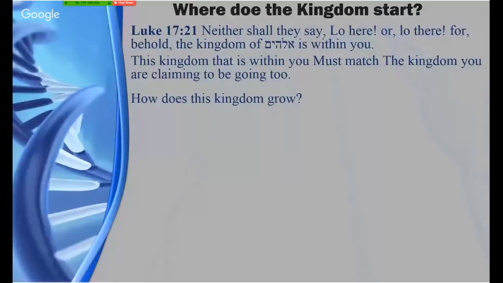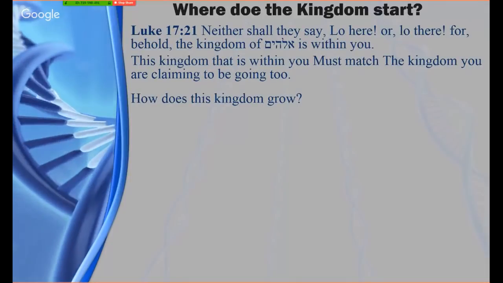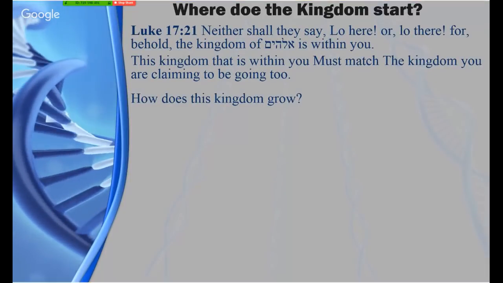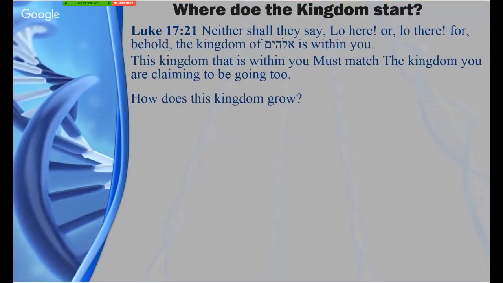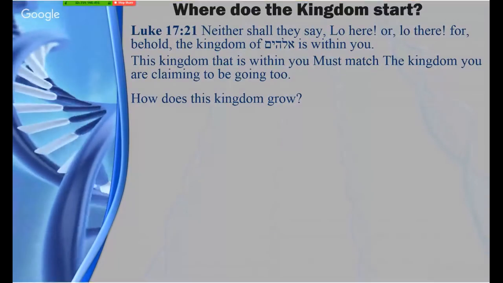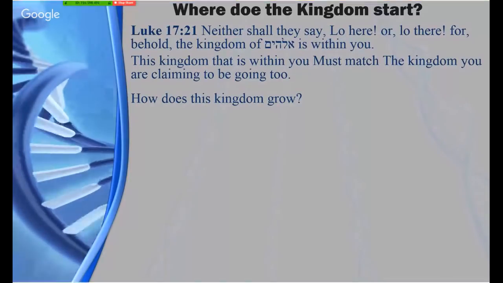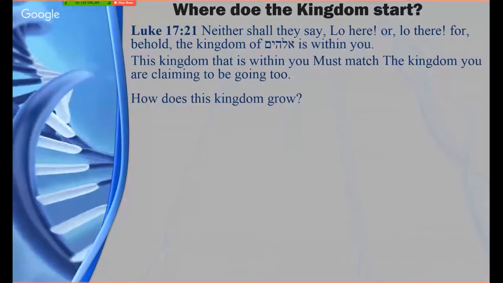So Luke 17:21 says, neither shall they say, lo here or lo there, for behold, the kingdom of Elohim is within you. The kingdom that is within you must match the kingdom you are claiming to be going to. So I put, how does the kingdom grow? And before we answer that, I want you to see the previous slide was talking about the kingdom.